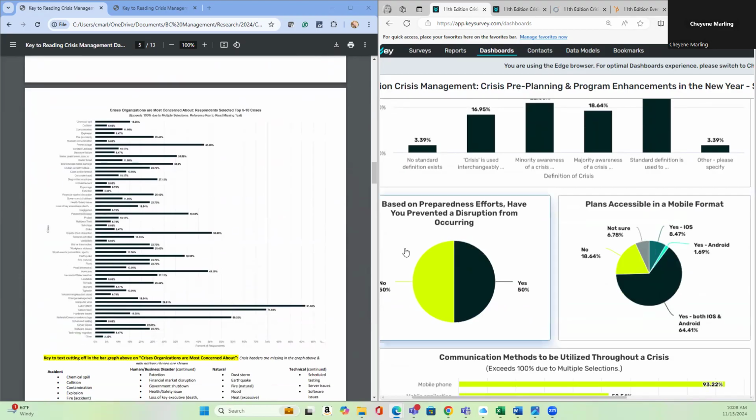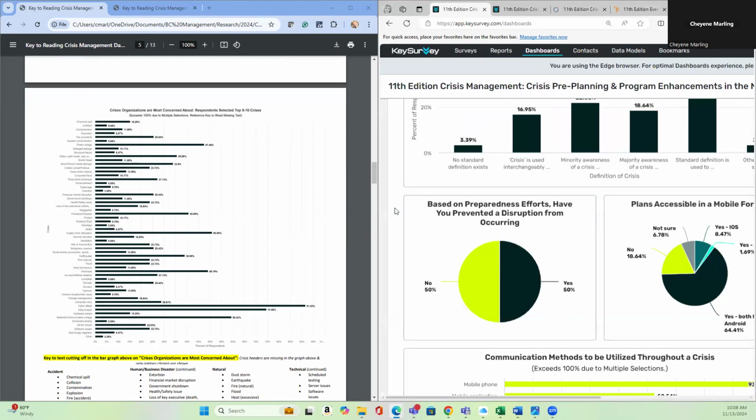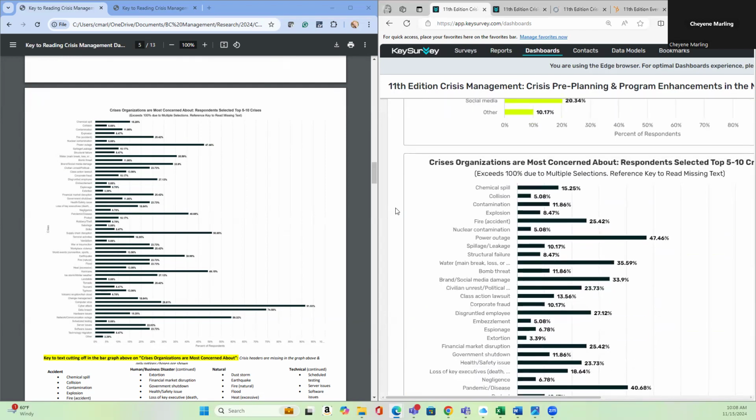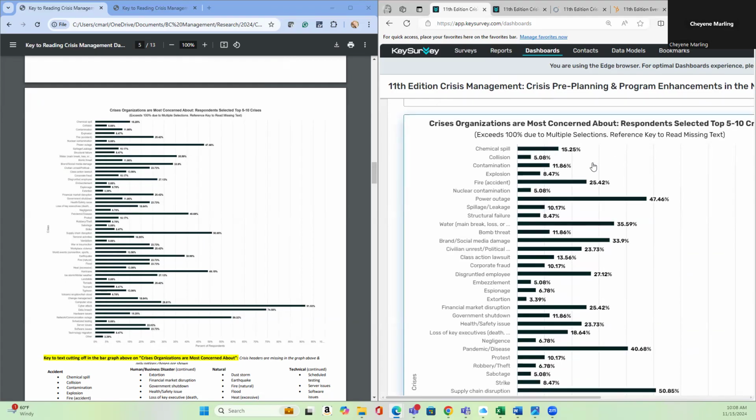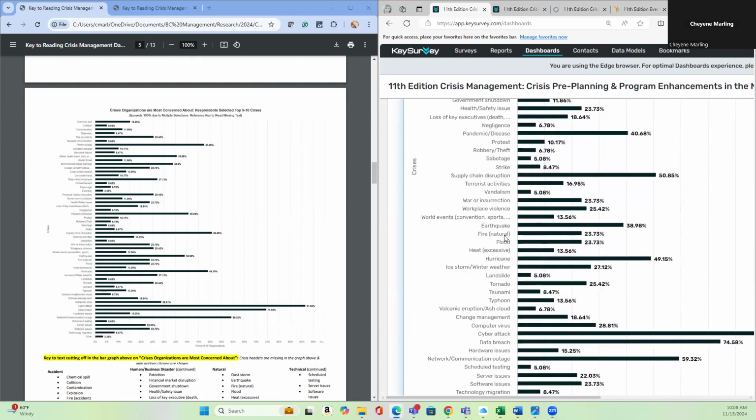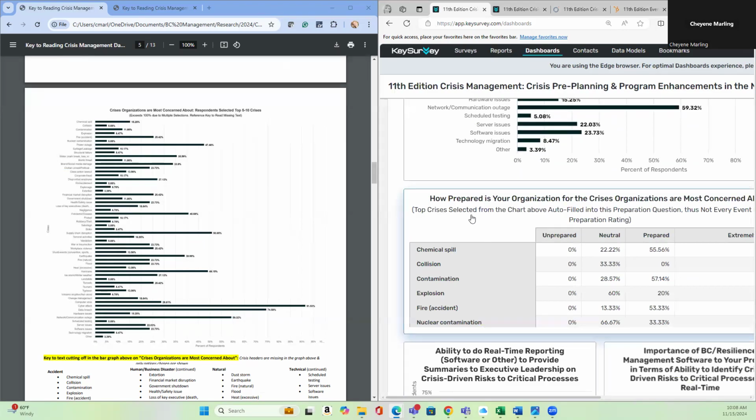One other thing I do want to highlight within the dashboards you received is that the study itself has a lot of logic. So when you answer a question, you may not get the same following question that everyone else gets. What I mean by that is crises that you're most concerned about. What were the top 5 or 10 crises your organization is most concerned about? And if you selected, let's say, power outage, let's say you selected bomb threat, whatever you may have selected, the following question after that is, well, how prepared are you for a bomb threat, for a power outage, right?